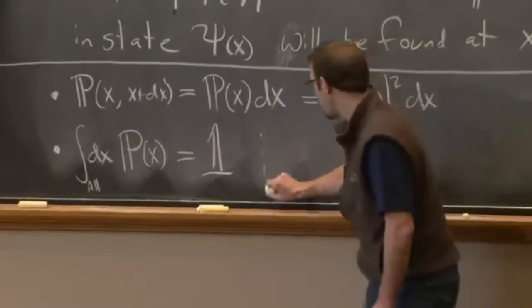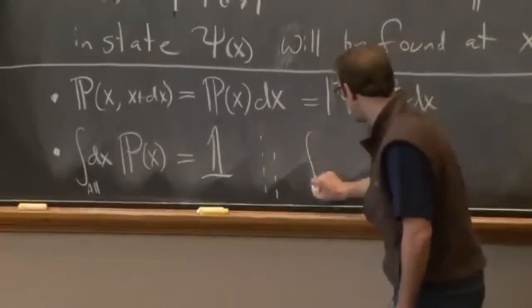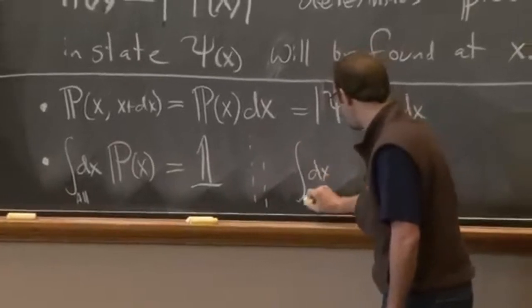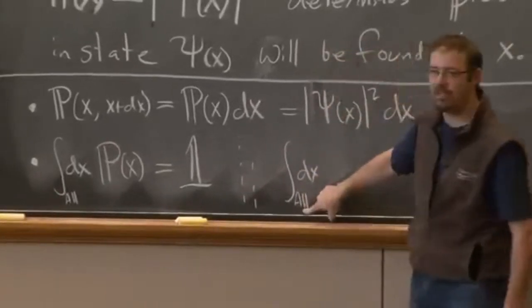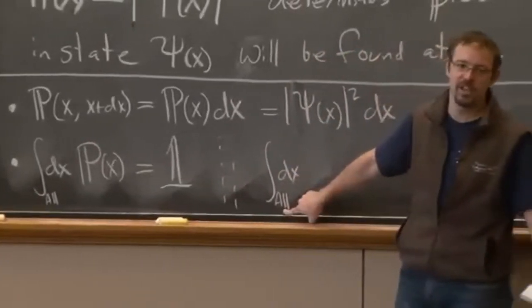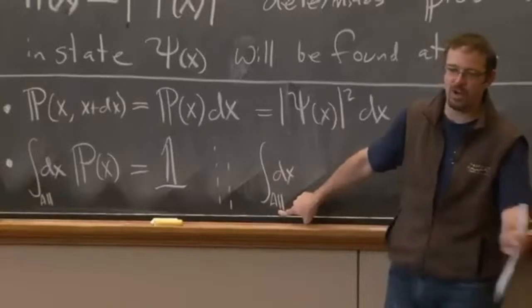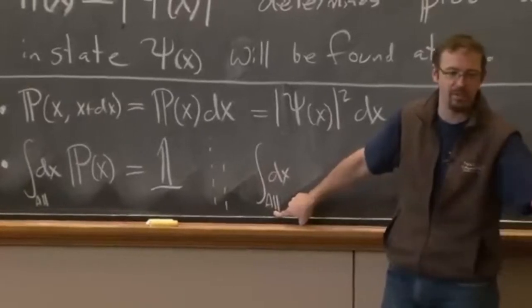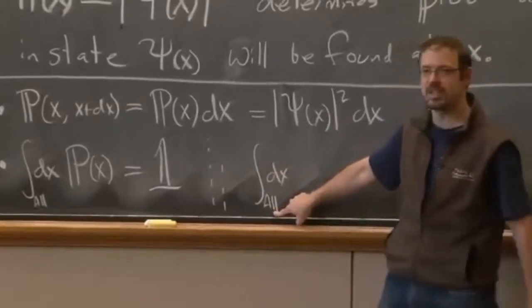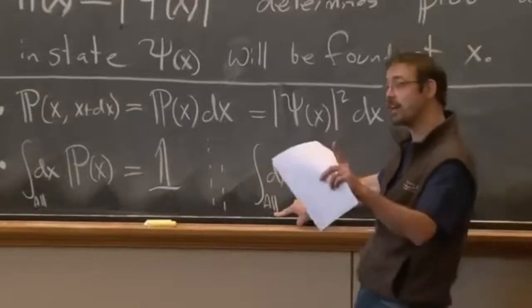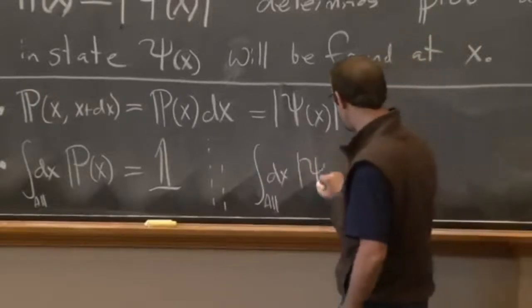And we can write this as integral dx over all values of x. And I write all here rather than putting minus infinity to infinity, because some systems will be defined from 1 to -1. Some systems will be defined from minus infinity to infinity. All just means integrate over all possible values. Hold on one sec. Of psi squared.